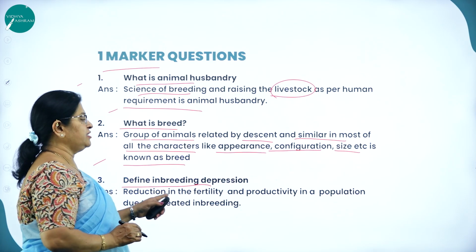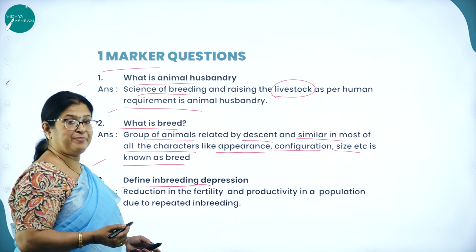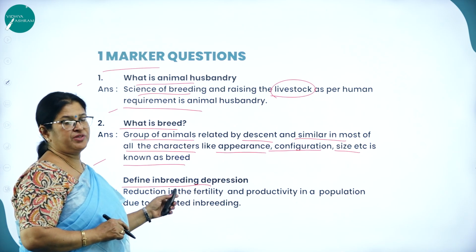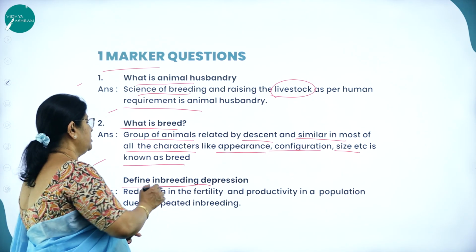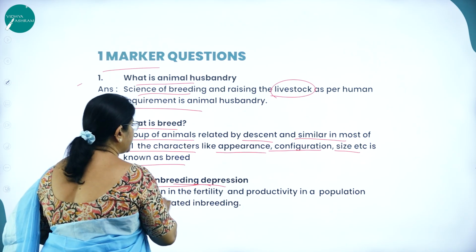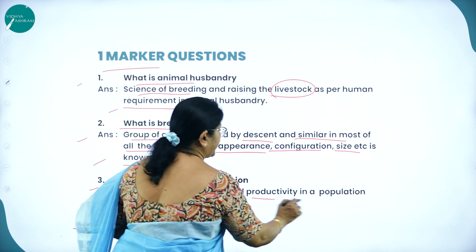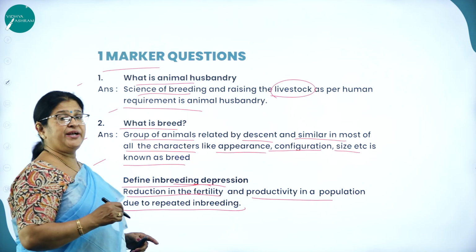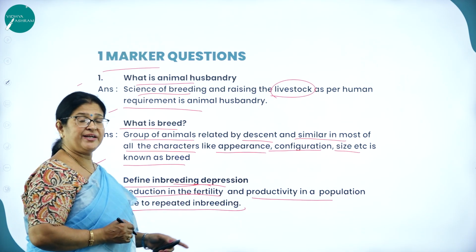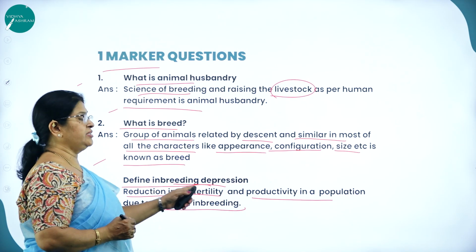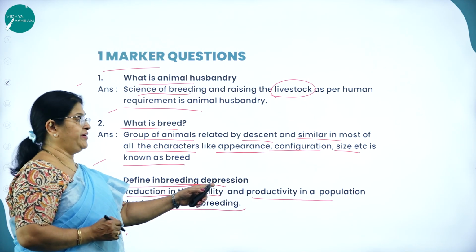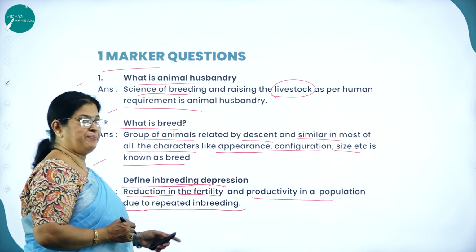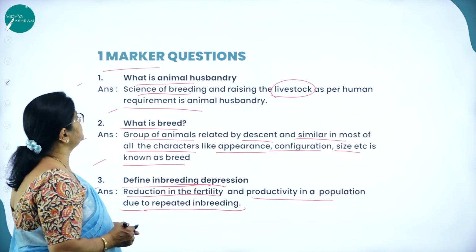Next, define inbreeding depression. So, reduction in the fertility. What is inbreeding depression? This is the most common question which is asked in the examination. Reduction in the fertility and productivity in a population due to repeated inbreeding. So, repeated inbreeding will lead to what? Inbreeding depression.